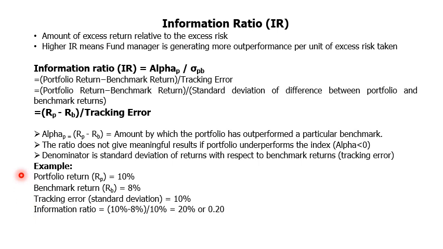If you take an example, if the portfolio return Rp is 10% and the benchmark return is 8%, and the tracking error or the standard deviation is 10%, the information ratio is 10% minus 8% divided by 10%, which is 20% or 0.2.